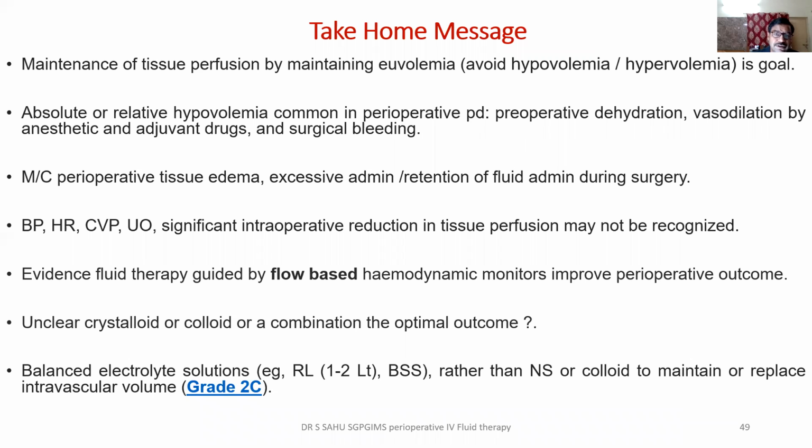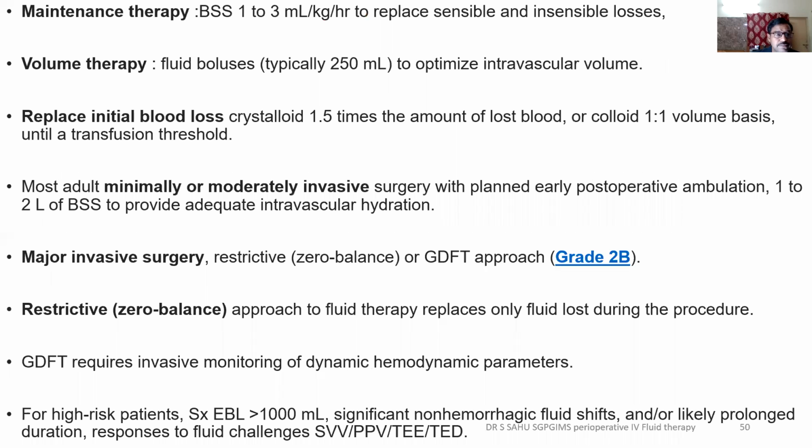Crystalloid or colloid, or a combination, but balanced is better as compared to the historical ones. And 1 to 2 liters of balanced salt solution for mild to moderate surgery is always better as compared to using normal saline or colloid. For maintenance therapy, we can use 1 to 3 ml per kg per hour of balanced salt solution. For volume therapy, a 250 ml volume challenge is enough whenever you find hypotension.